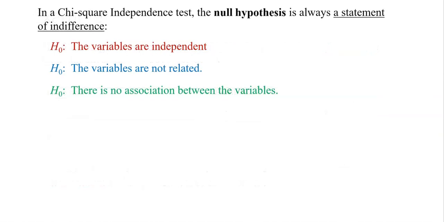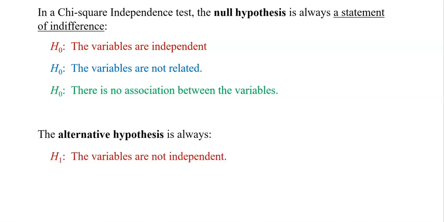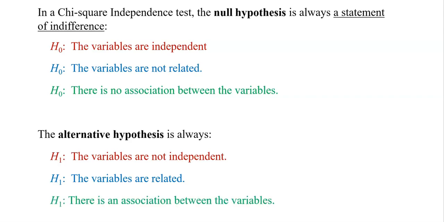In chi-square test of independence, the null hypothesis can be expressed in different ways. It is important that it expresses a statement of indifference. For instance, we can say that the variables are independent, the variables are not related, there is no association between the variables. So all of them state an indifference. On the other hand, the alternative hypothesis says that the variables are not independent, the opposite of the null hypothesis. The variables are related. There is an association between the variables.